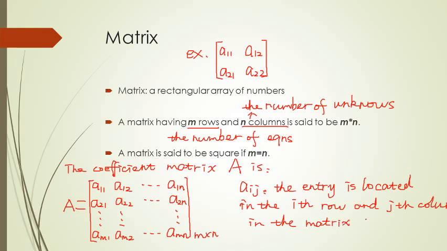So for example, what does a12 mean? a12 is the entry in the first row and second column. Then what does a21 mean? That is the entry located in the second row and first column. So don't be confused, they are different. a1n means the entry is located in the first row, nth column. am1 is located in the mth row, first column. That's why we should be careful writing the two-digit subscript for the coefficient aij.